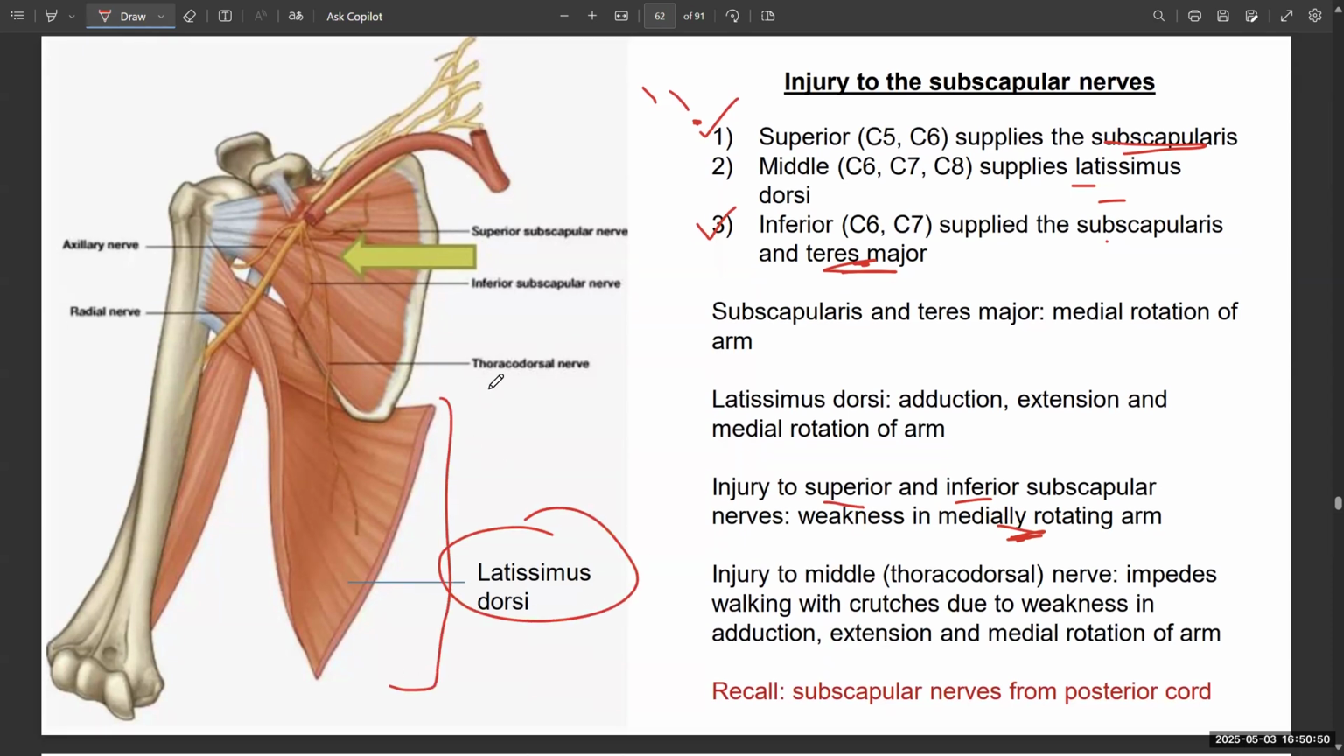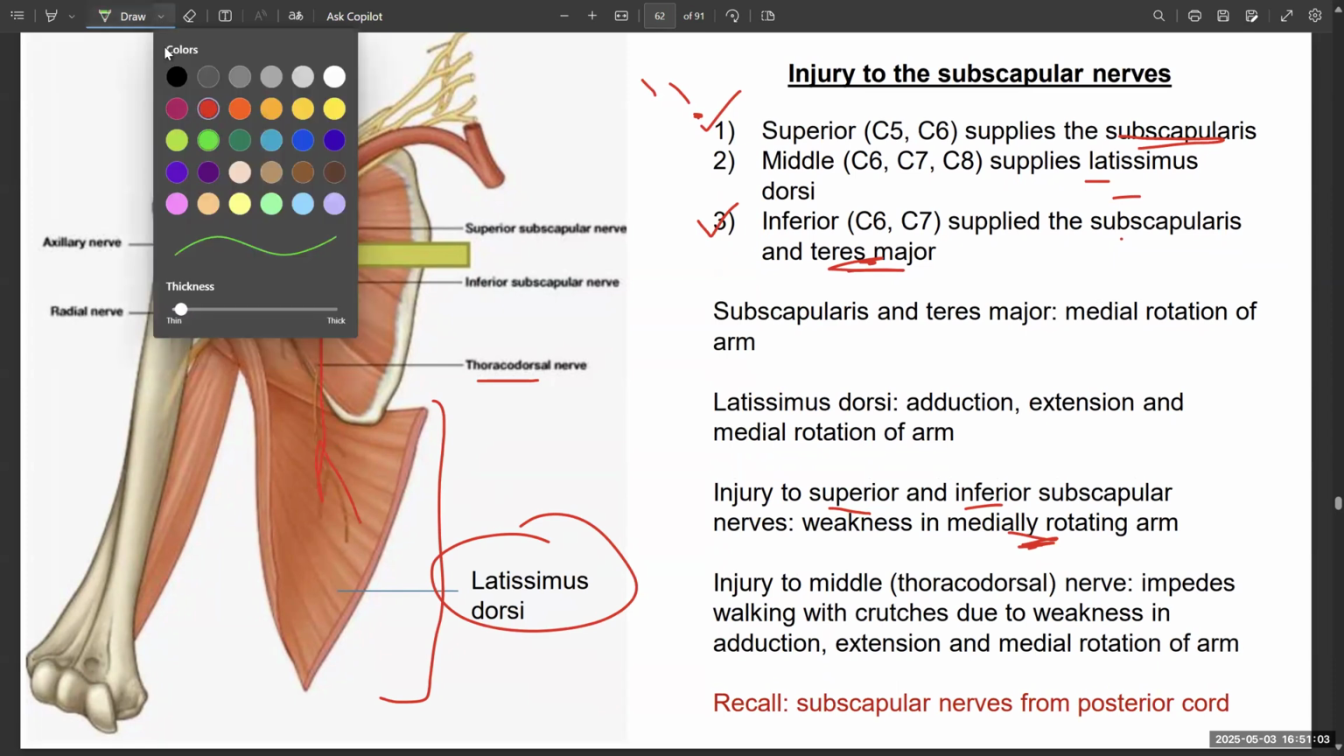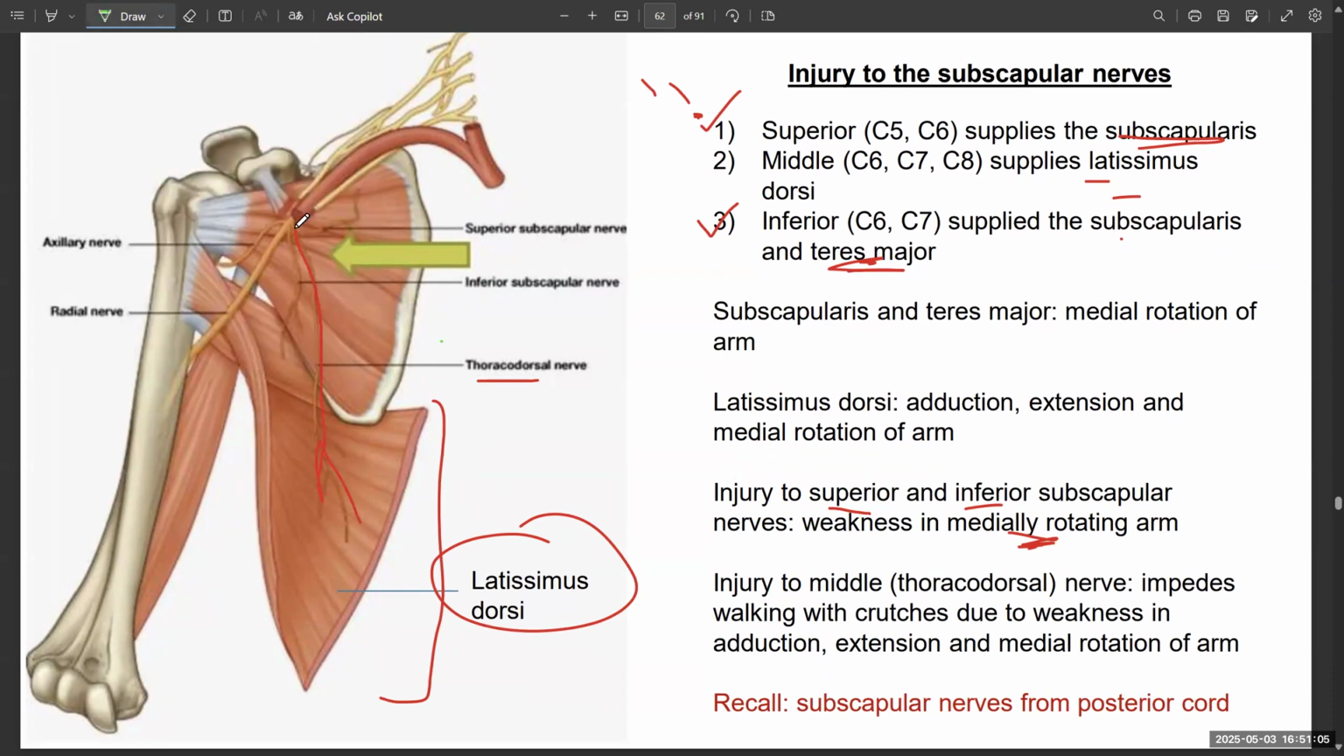Okay, so this is this huge muscle here. This is latissimus dorsi supplied by the thoracodorsal nerve. You can see here. You have this huge long nerve coming down. Should use another color actually. Okay, green. So you have this huge long nerve coming down. This is the thoracodorsal nerve. Okay.